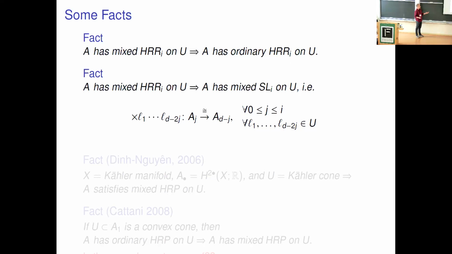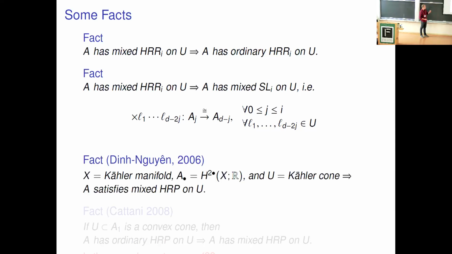Why should we care about this? Well, I give some deeper reasons, I think, in the paper that we wrote. But the quick reason is that this property shows up in nature. If you have a compact Kähler manifold and you take A to be the cohomology ring with real coefficients in even degrees, and you take U to be the cone of Kähler forms in the degree 2 piece of the cohomology, then the statement is A satisfies the mixed Hodge-Riemann property on that cone. So it shows up in geometry, so maybe we should study it in algebra.